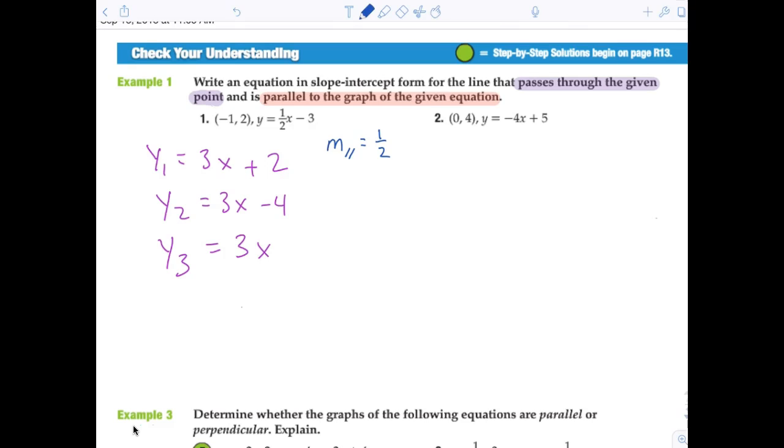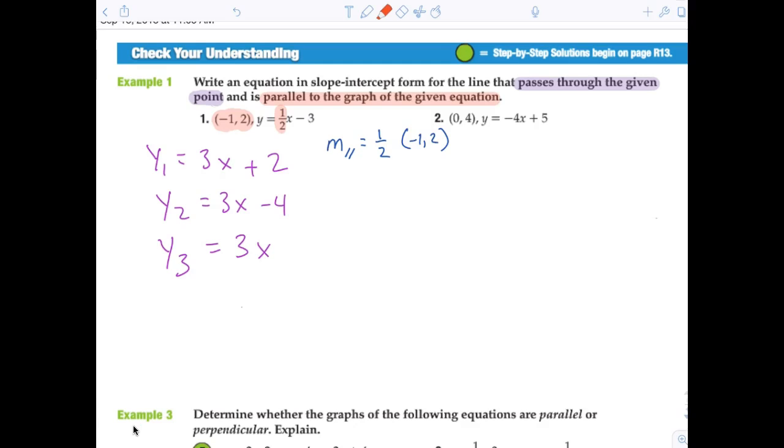And then it's going to pass through what point? Why is it going to pass through -1, 2? Because that's what it says. Look up now. Here's where I'm trying to show you. This is why kids have trouble. It passes through this point, and it will have this slope, the line that you're going to create.